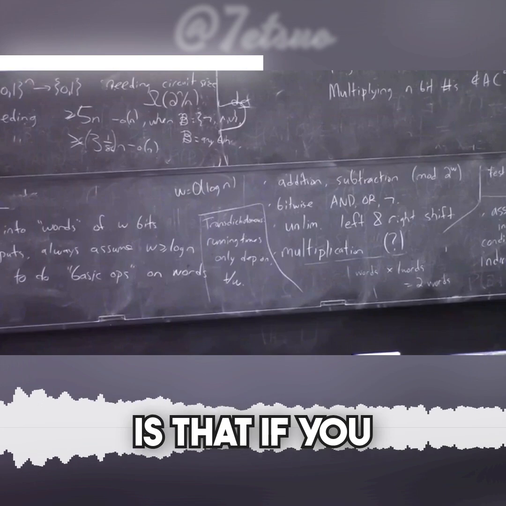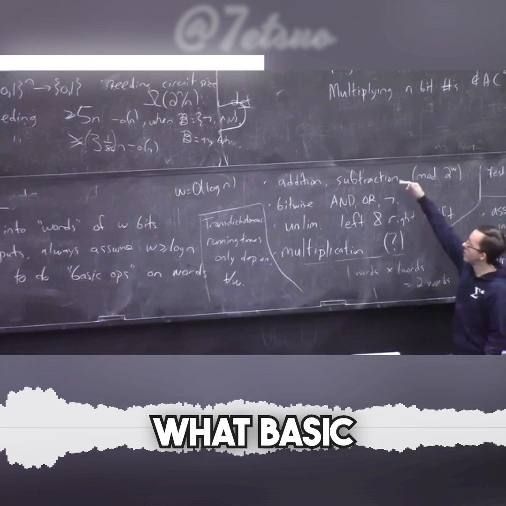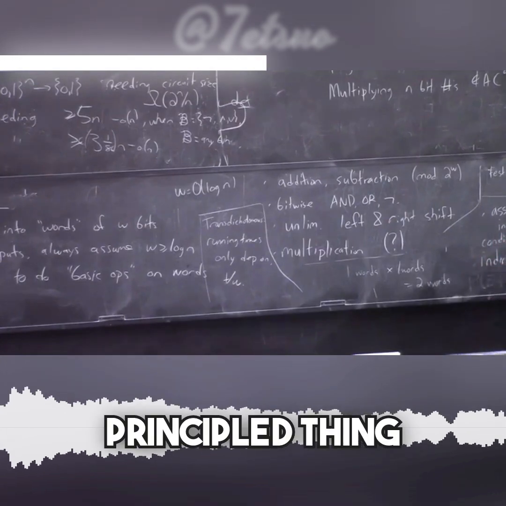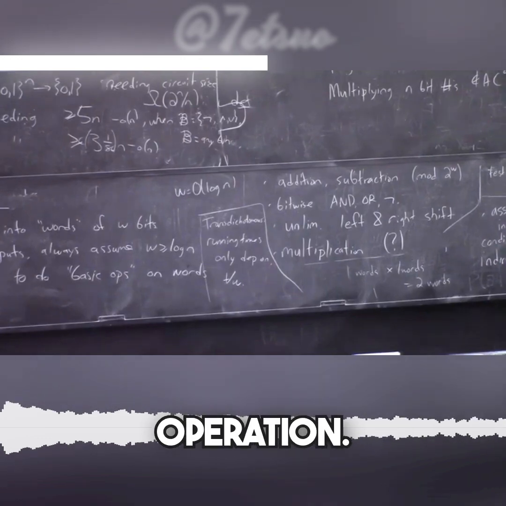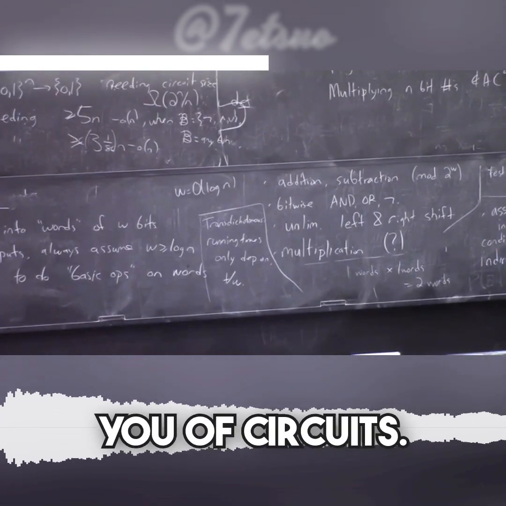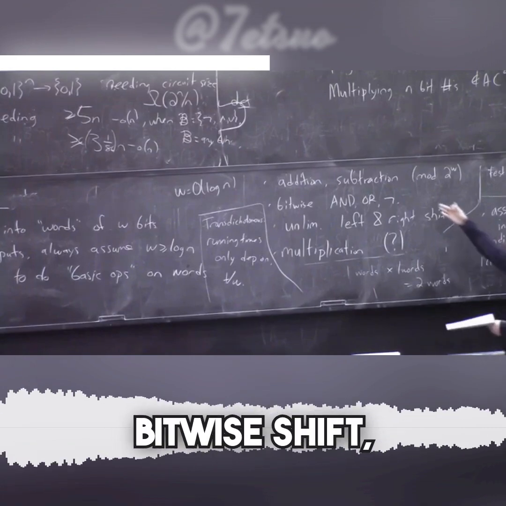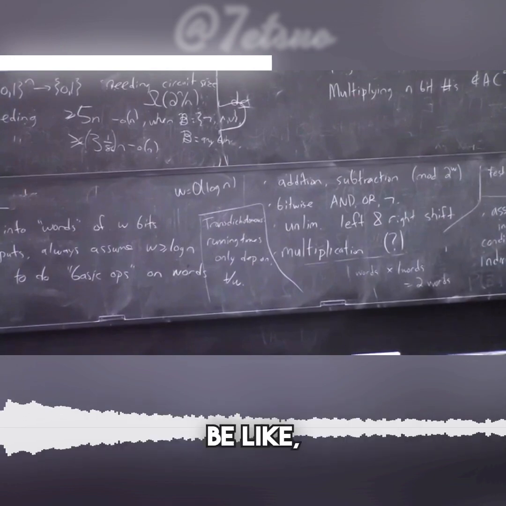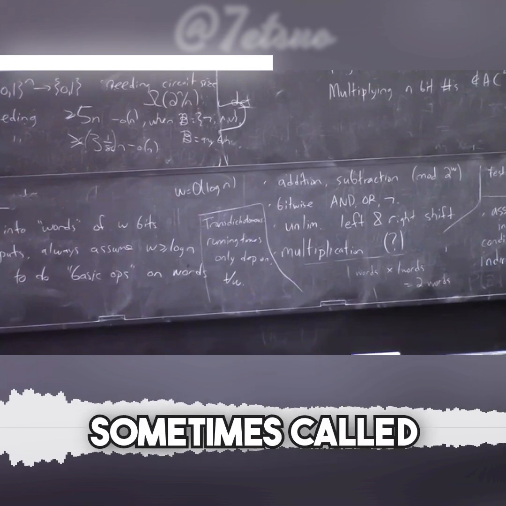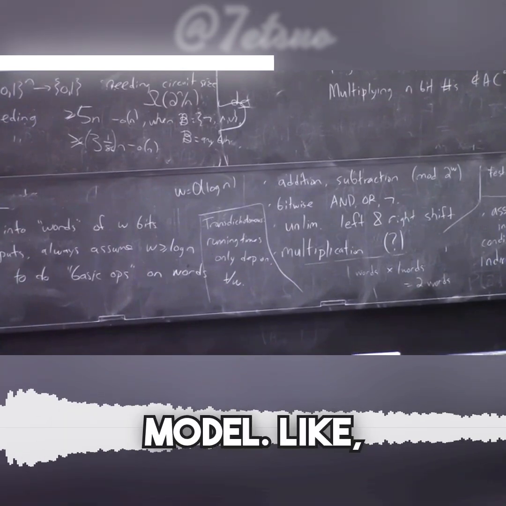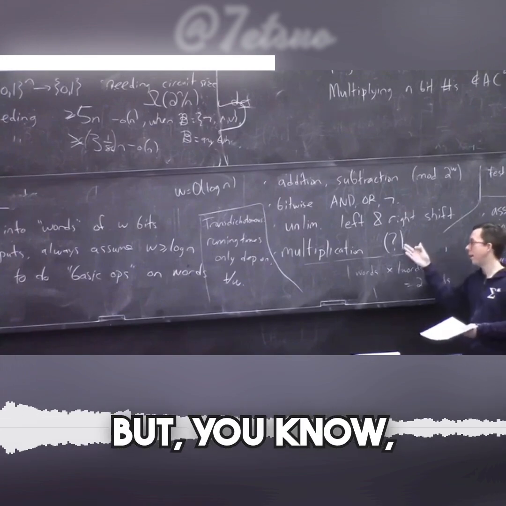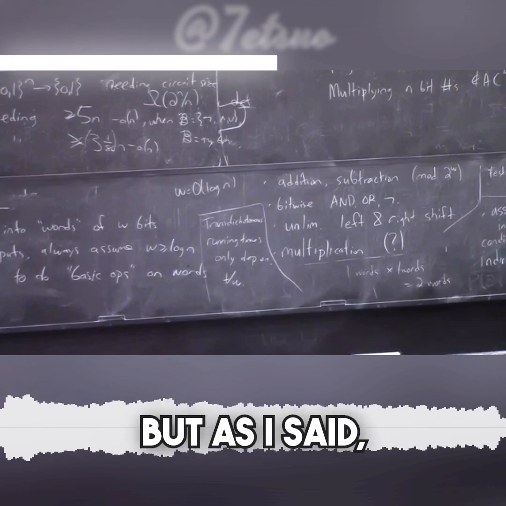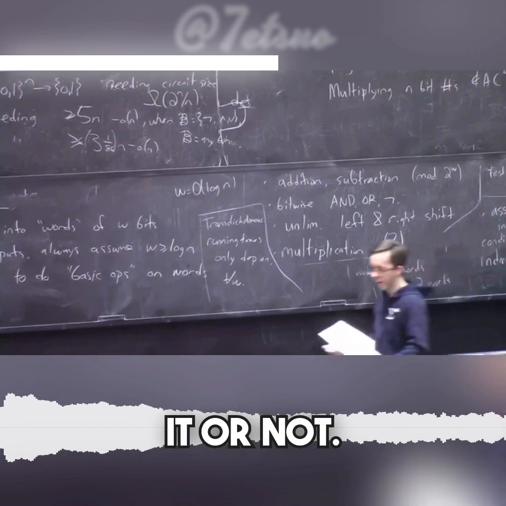I suppose one con is that if you want to be kind of principled about what basic instructions you're allowing to be time 1, I think a very nice and natural principled thing to do would be to allow any AC0 operation, constant parallel time operation. Kind of reminds you of circuits, seems kind of nice. And all these things like bitwise shift, adding 2 numbers, subtracting 2 numbers, ands and ors, these are all in AC0. And so you could be like, that's very nice. My official model is, and this is sometimes called the AC0 word RAM model or the practical word RAM model. That's my model. But some complexity theorists showed that multiplication is not in AC0. So then you wouldn't be allowed multiplication. But as I said, really, at the end of the day, it's up to you if you want to allow it or not.